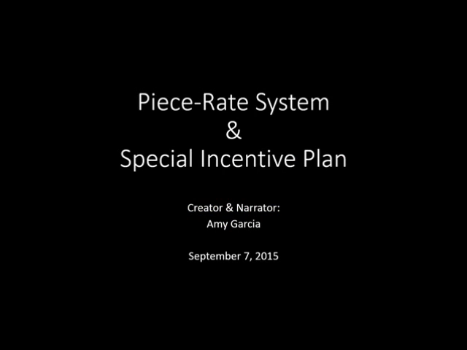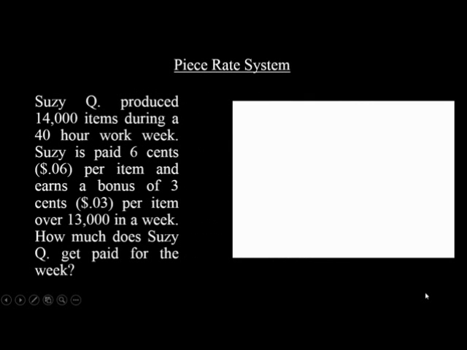Piece rate system and special incentive plan. Susie Q produced 14,000 items during a 40-hour work week. Susie is paid 6 cents per item and earns a bonus of 3 cents per item over 13,000 a week. How much does Susie Q get paid for the week?